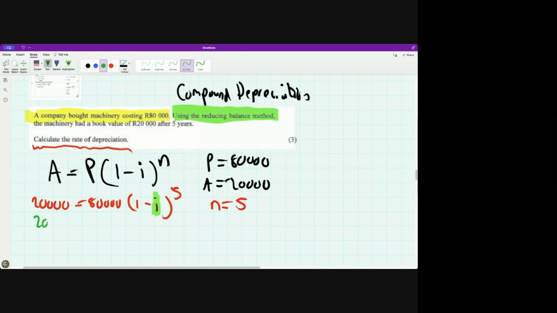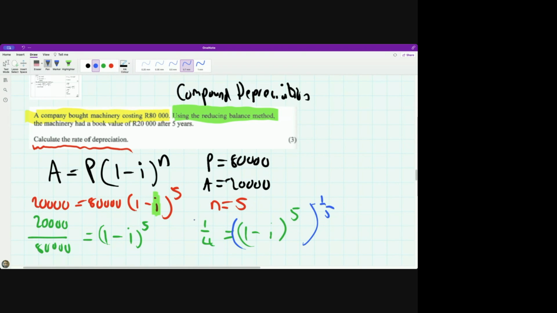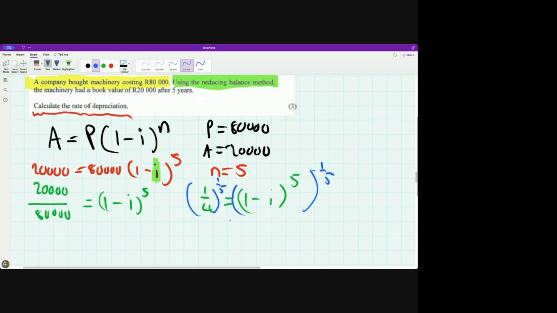So I think my first step is going to be to bring over this. This is reminding me of a question from earlier. So 20,000 over 80,000, that's the same. Now, I'm not going to make the same mistake I did earlier. So either I'll take the fifth root on both sides, or another way of doing that is just to do this: raise both sides to the power of a fifth. Then what am I going to get? That's going to knock that out, and I get 1 minus I.